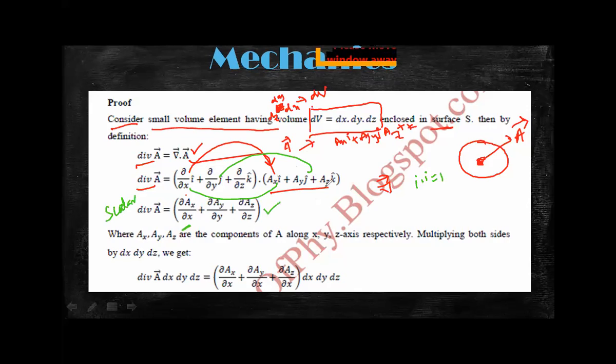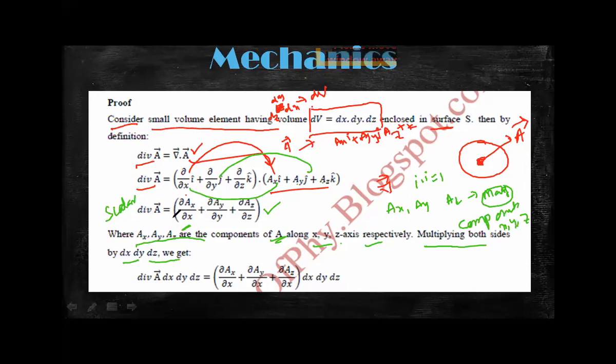I got it. So here Ax, Ay, Az, what are these magnitudes? Ax, Ay, Az are the magnitudes of that particular x component. So they are components, you can tell, components of the x, y, z vectors. You wrote it here: components of vector A along the x-axis, y-axis, z-axis. Multiplying on both sides by dx, dy, dz, we get what? You have to multiply on both sides: divergence A dx dy dz. Both sides I am doing the same quantity.